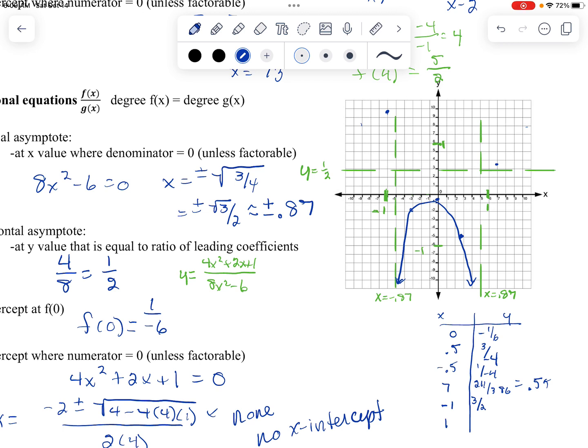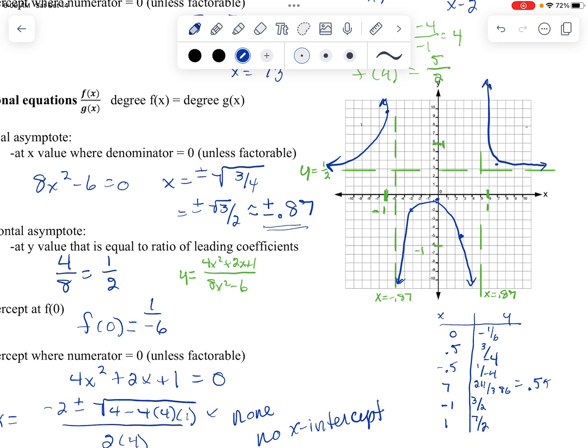If I want to do 1, which is outside this positive 0.87, 4 plus 2 plus 1 is 7. And in the denominator, 8 minus 6 is 2. So at 1, it's 3.5, which would be even higher than that. So it would be way up here. And then you fill in with your graph. So it's going to follow the asymptotes. And it's going to look something like this.